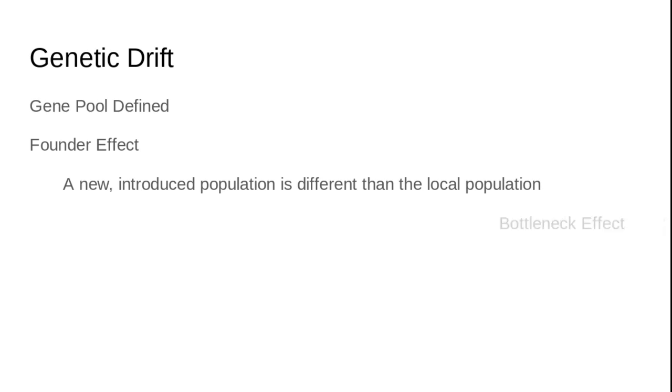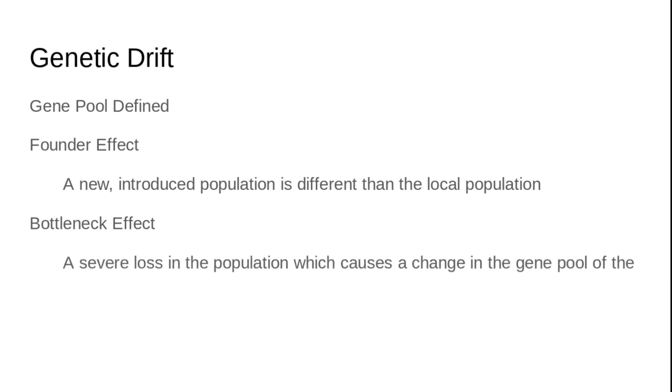The other type of genetic drift is called bottleneck effect. Bottleneck effect is where you have a severe loss in the population, which causes a change in the gene pool of the population. For example, we have a huge forest fire, and the animals that can run the fastest are the animals who get away, and they are the ones who survive, and our population from that point on tends to be the faster population. Again, bottleneck effect.